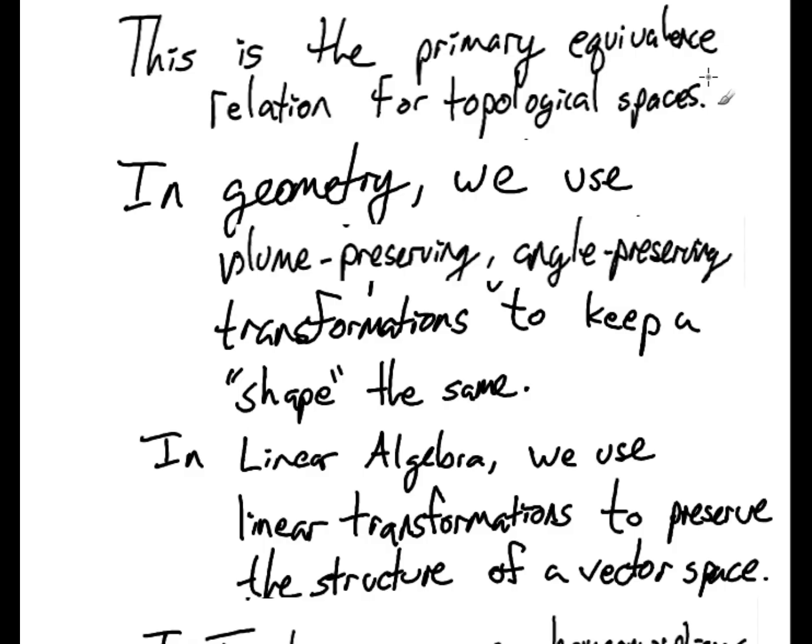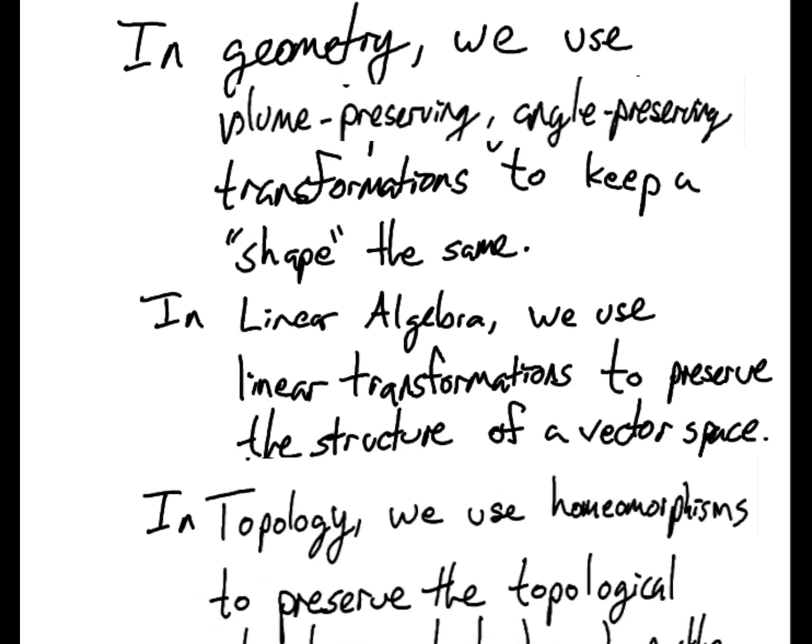This is an equivalence relation for topological spaces. It is the one that matters the most. It's the one that hits at the real foundations of your topological space. There are other equivalence relations that you can use in other contexts, but this is the one that we care about here. In the same way that in geometry, we use translations, rotations, reflections, the kinds of transformations that don't change your volume, they don't change your angle. It allows us those kinds of transformations that allow us to map equivalent triangles together.